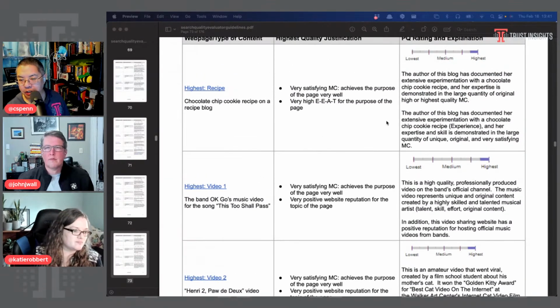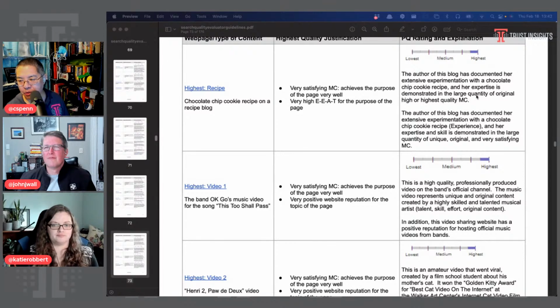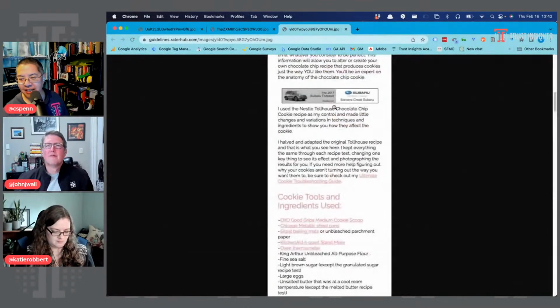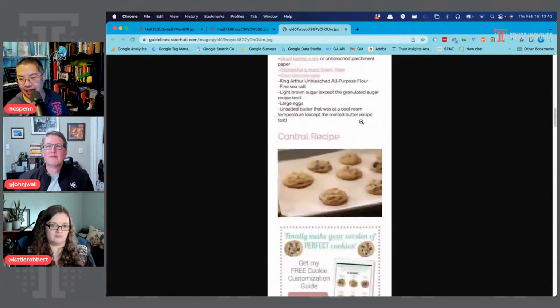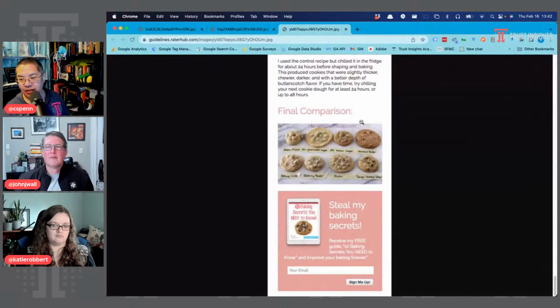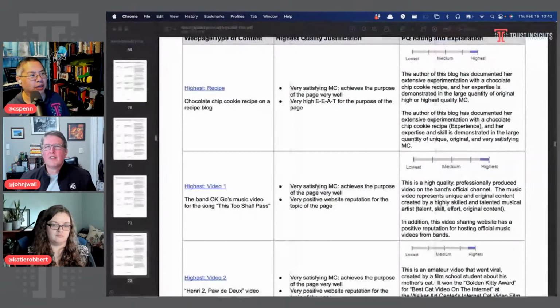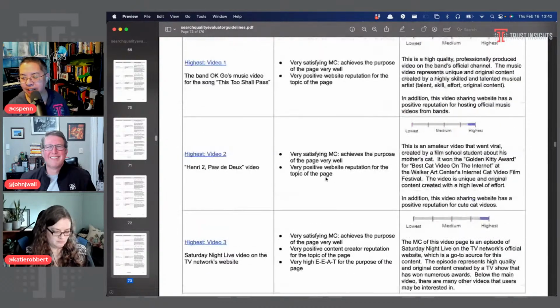Exactly. Here's a chocolate chip cookie recipe. The author of this blog has documented her extensive experimentation with the chocolate chip cookie recipe, and her expertise is demonstrated in the large quantity of original, high or highest quality main content. So let's take a look at this chocolate chip cookie recipe, because now I'm curious. Oh, it's one of these that has 500,000 things, and this is your grandma's recipe that was handed down through the ages, all that stuff.